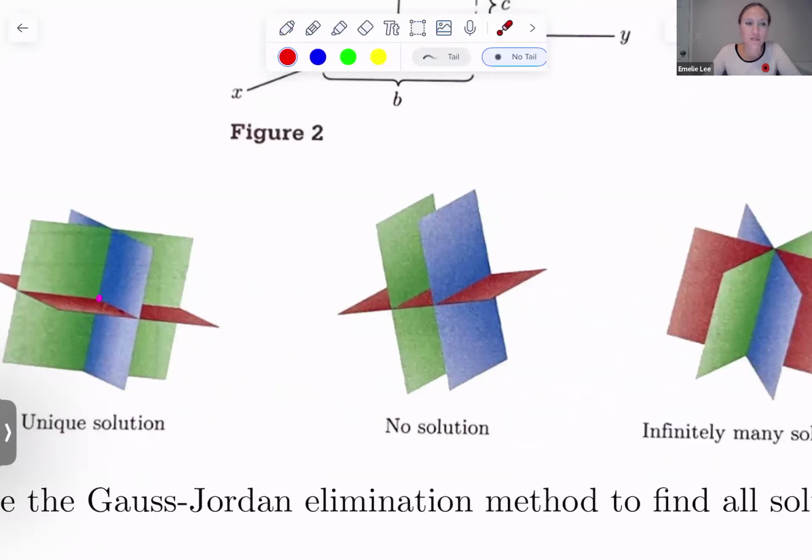It is possible to find that there is no solution, right? Something like this, where the green and the blue planes never intersect. They're parallel to each other. And so, yeah, the red plane does intersect both, but not at the same time. That's what it looks like to have no solutions. There's no point where the green and the blue plane intersect, and so there is no solution.